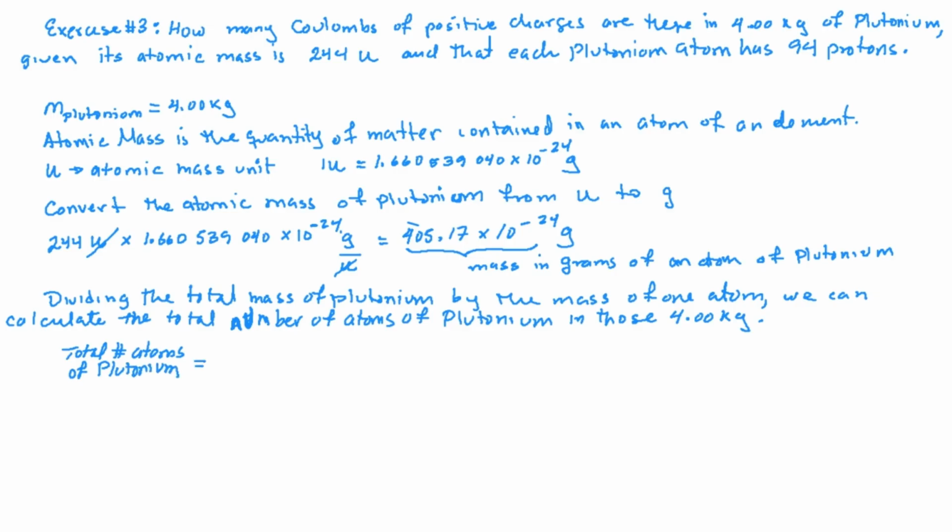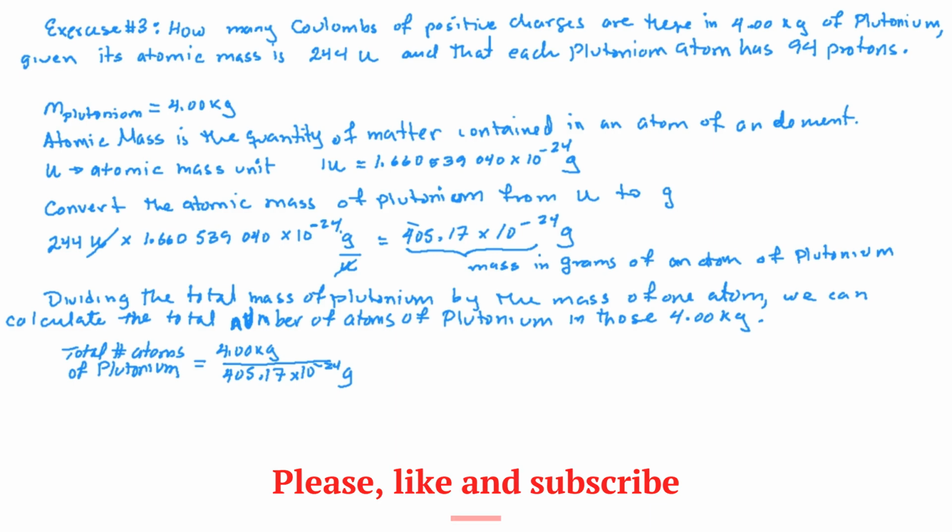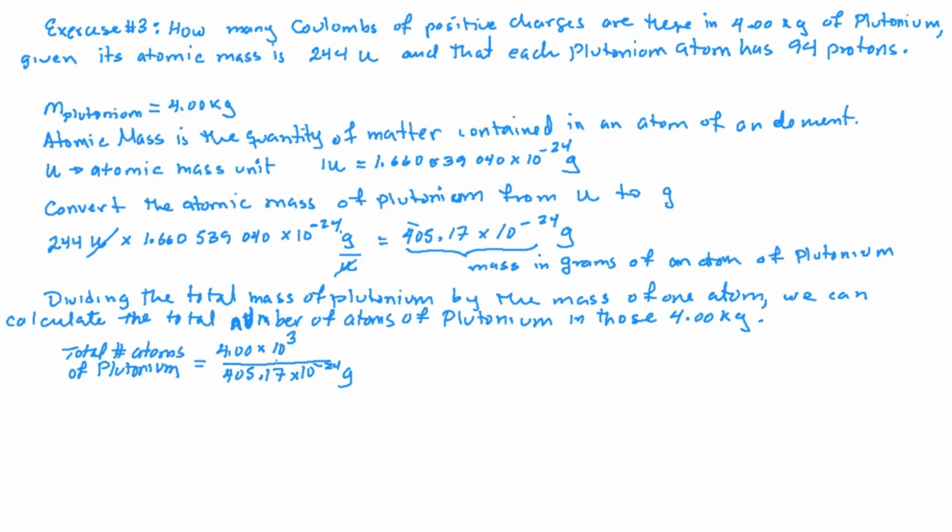We say 4.00 kilograms divided by 405.17 times 10 to the negative 24 grams. Of course, we have a problem here. We have 4.00 kilograms, and we need to convert those kilograms into grams. We know that 1 kilogram has 1,000 grams, or 10 to the third. So instead of kilograms, I can say times 10 to the third grams, because 4 kilograms would be 4,000 grams, right? So 4 times 10 to the third grams.